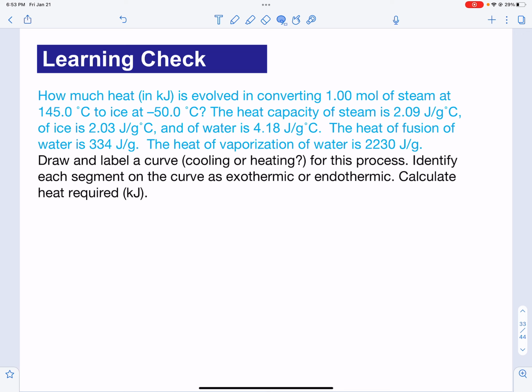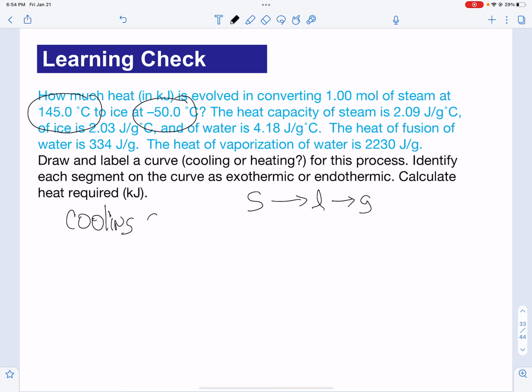For example, you know that water goes from solid to liquid and then to gas. Water doesn't go from solid to gas like dry ice does. So what is a curve? In this case, we're starting at 145 and we're going to minus 50. So it's cooling down. So this is a cooling curve, because the process is cooling down.